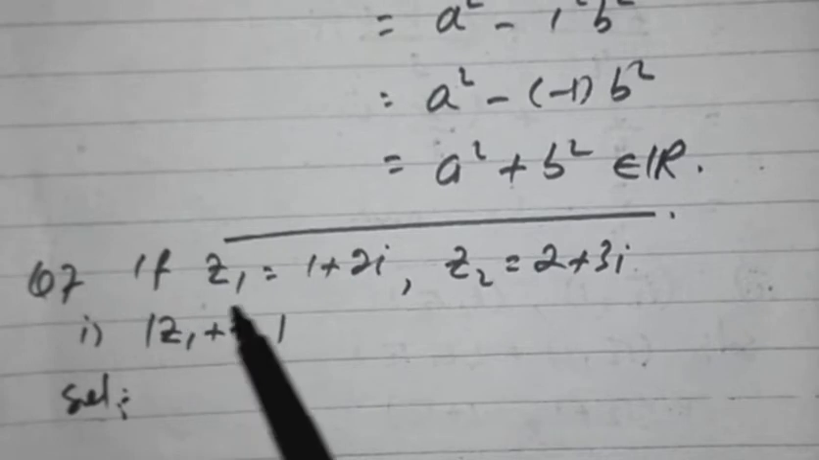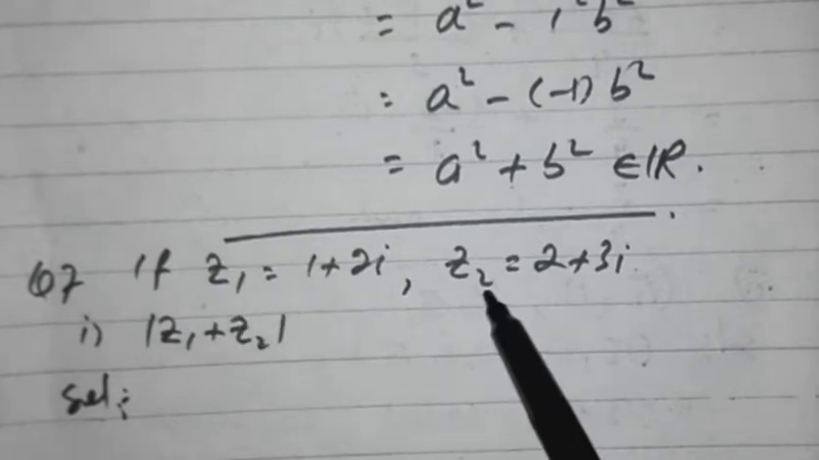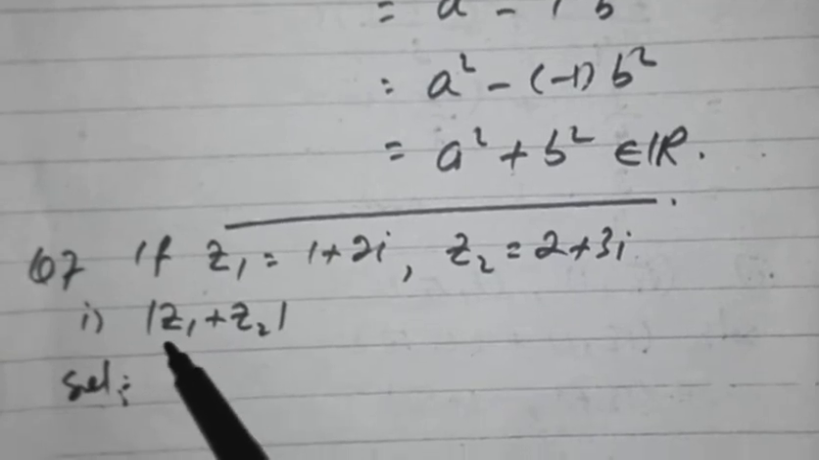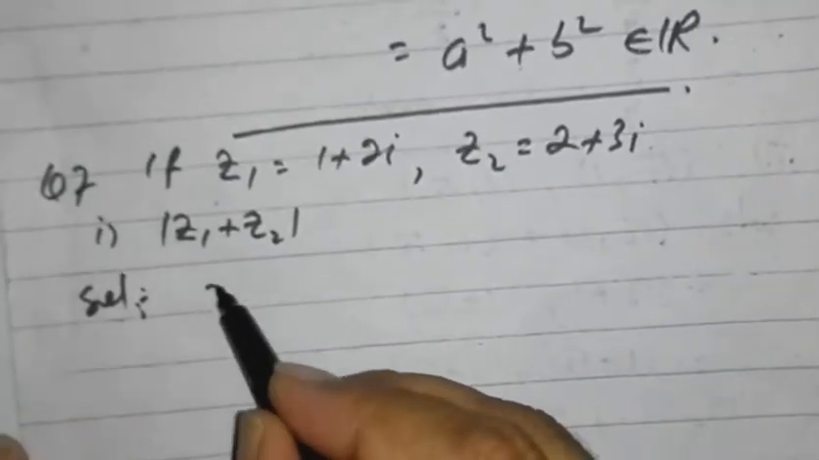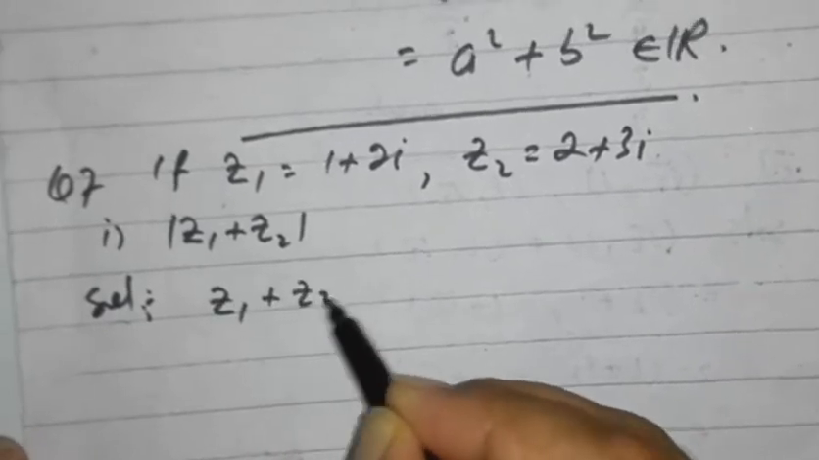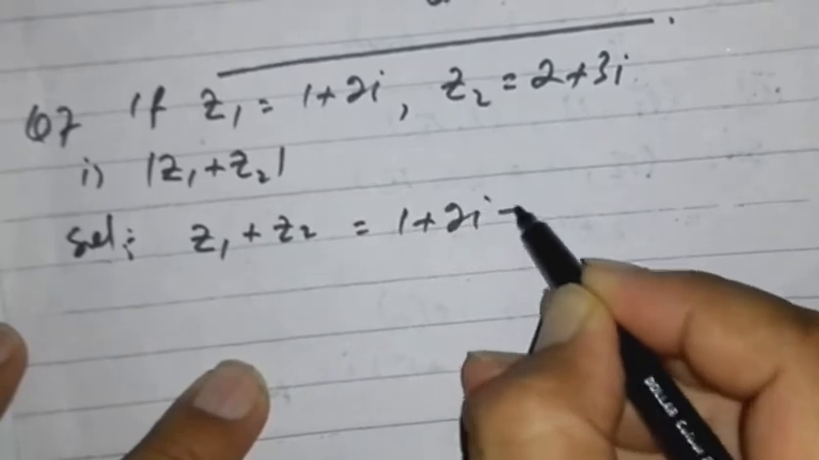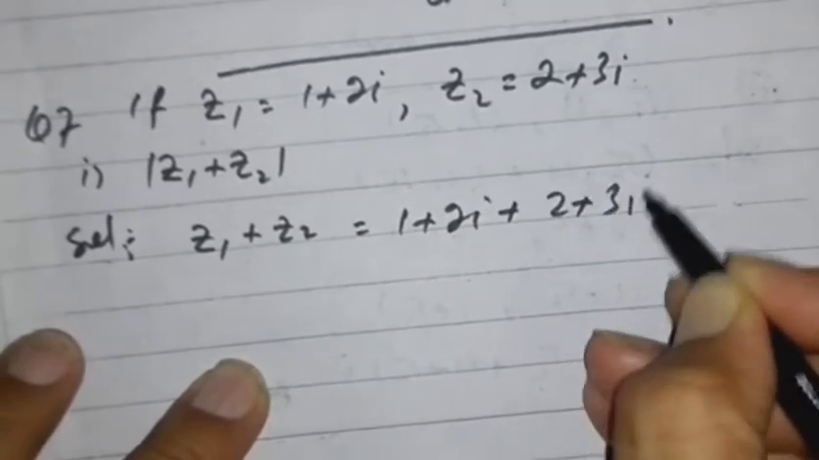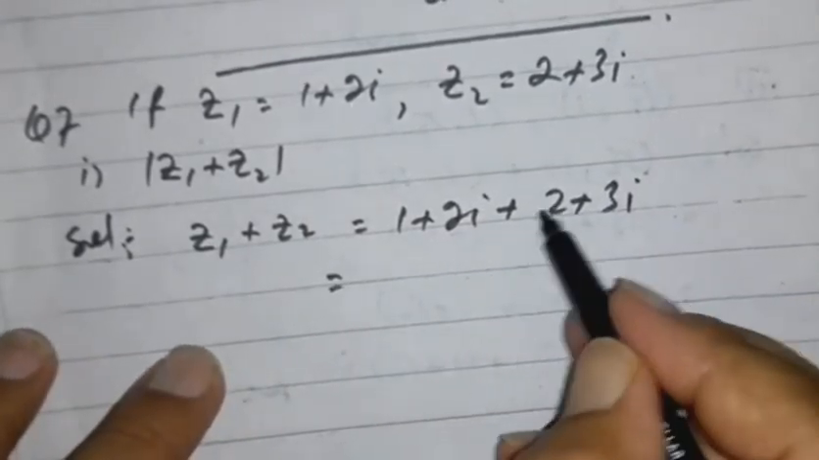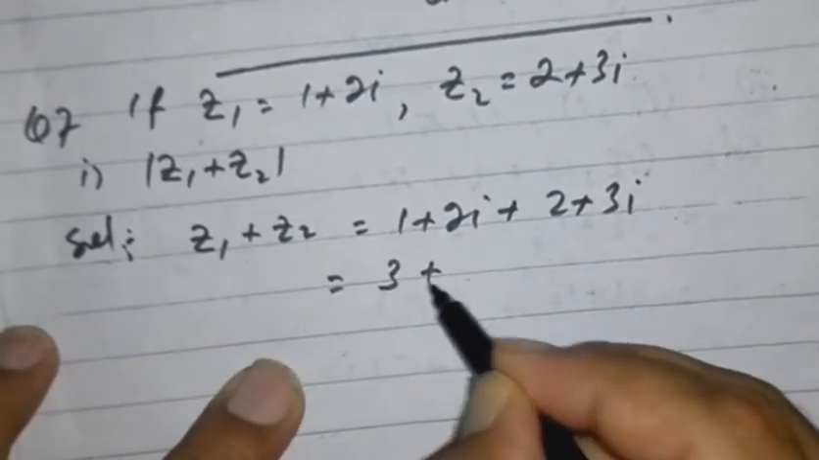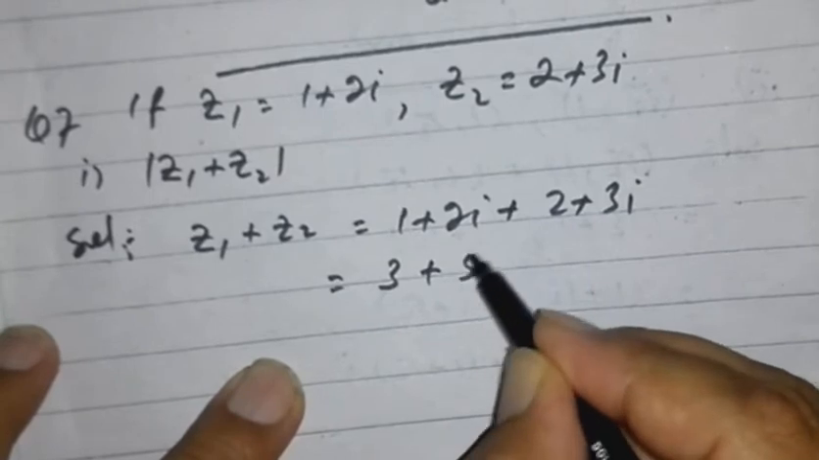Question number 7. If z1 is equal to 1 plus 2 iota and z2 is equal to 2 plus 3 iota, then evaluate z1 plus z2 whole modulus. First of all, we will find z1 plus z2. So we can write 1 plus 2 iota plus 2 plus 3 iota. Add the real part with real part, 2 plus 1, 3. And imaginary part with the imaginary, we get 5 iota.